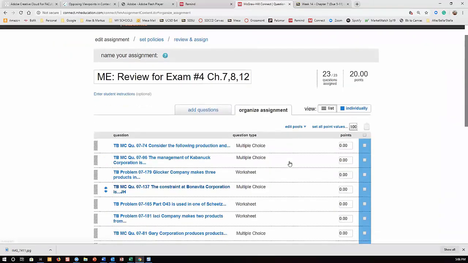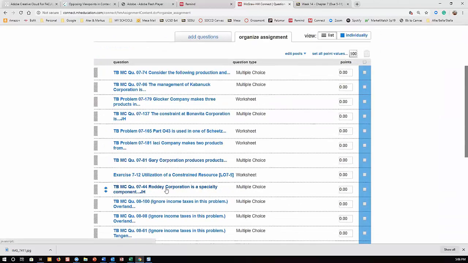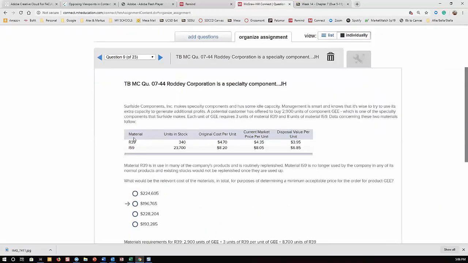So you go to 770. Okay, this looks like it. It says, what would be the relevant cost of the material? The thing is, because material I-59 is no longer being used by the company, they're going to use the disposal value. But I didn't realize they had gone into the disposal value in this problem, and that is more intermediate accounting. To answer the question you would have used disposal value, but you're not going to have to know that. That was not covered in the text, nor in the homework, and all of a sudden they put a test bank question in there.